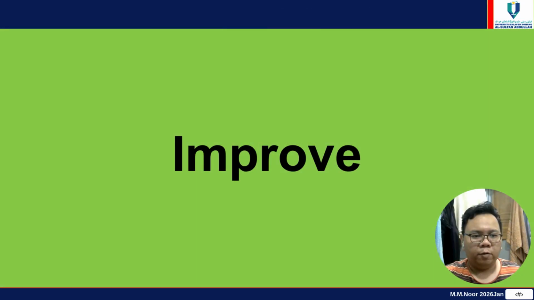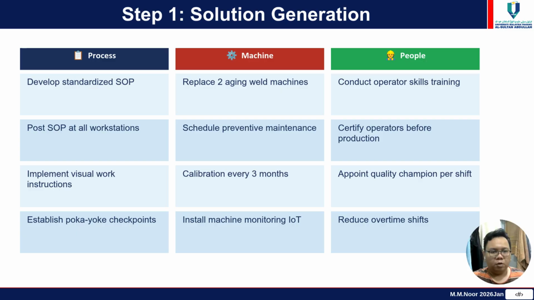The improve phase focuses on generating, selecting, and implementing solutions to address the root causes. Solutions were developed across three categories: process improvements, including standardizing SOPs and implementing visual instructions; machine improvements, involving replacing aging welding machines and improving maintenance schedules; and people-focused solutions, including operator training, certification programs, and quality champions.